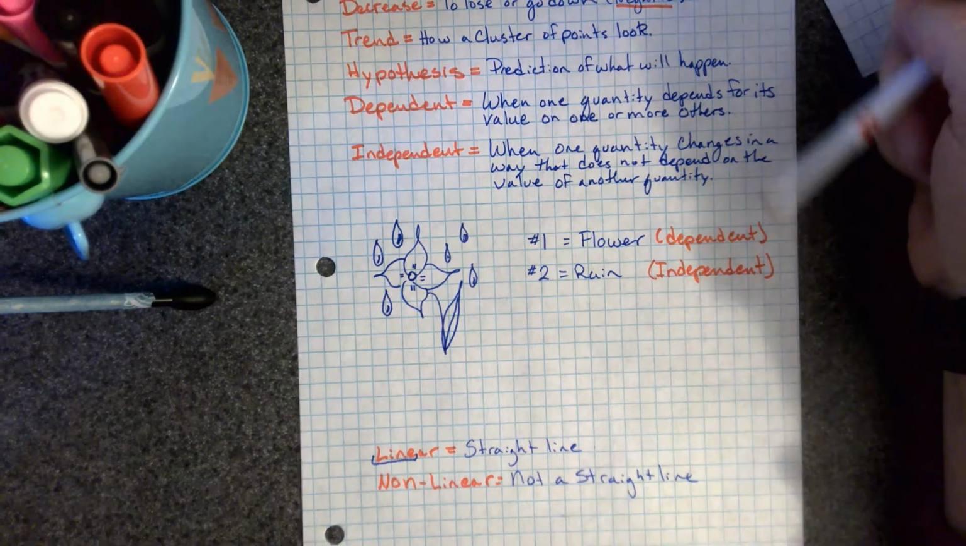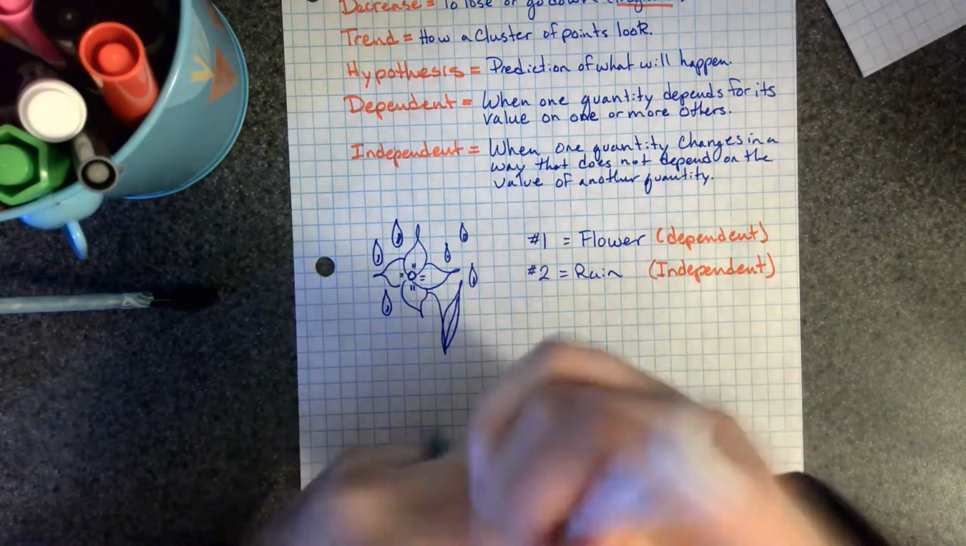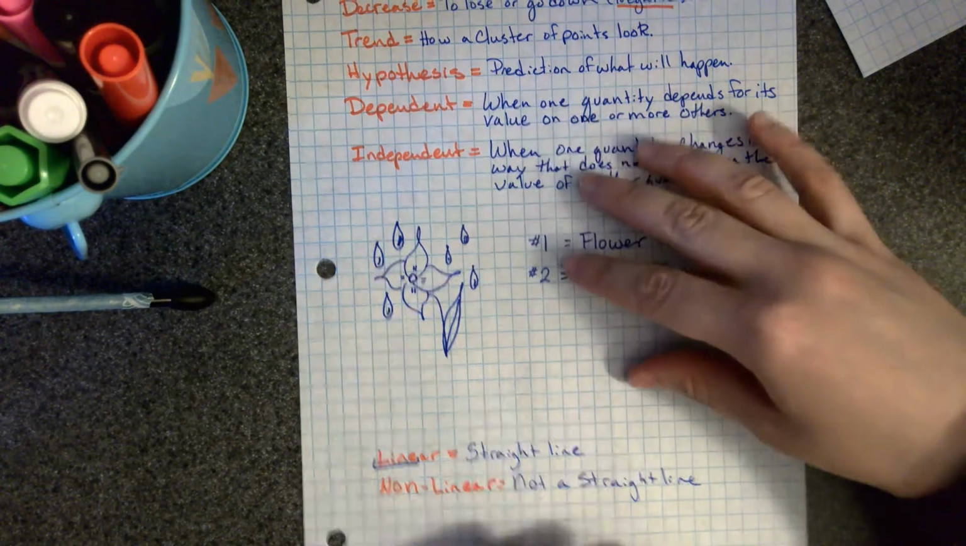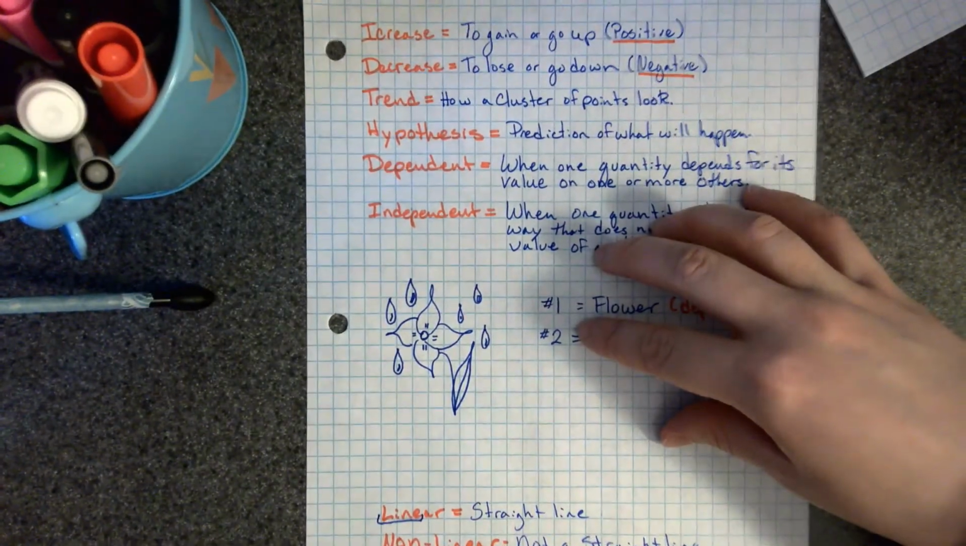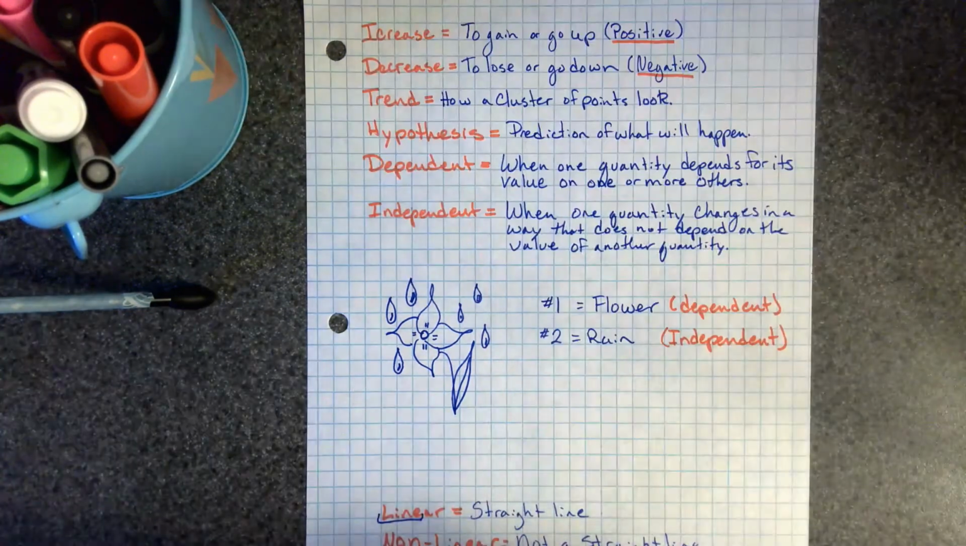So the flower is dependent on the rain, whereas the rain could care less if the flower existed. So that's really how we look at dependent and independent variables. I'll walk you through that a couple times in this chapter, looking at which one would not exist without the other and which one could care less the other one existed. Okay? That's how I remember that. Moving on.